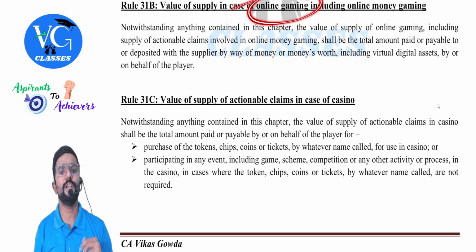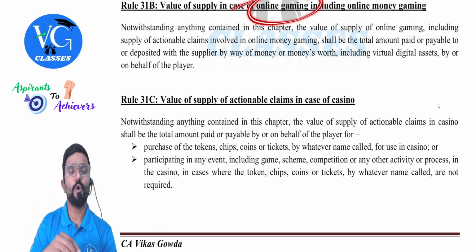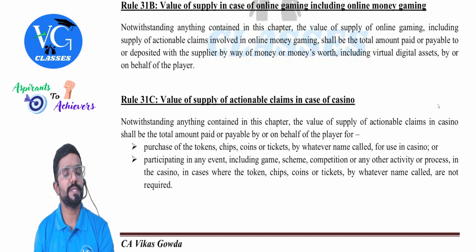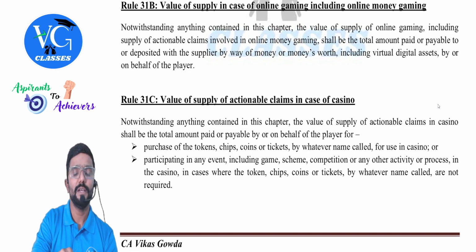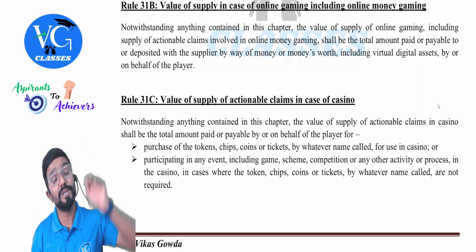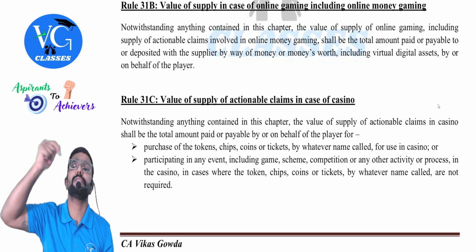In that case, what is the value of supply? Notwithstanding anything contained in this chapter, the value of supply of online gaming, including supply of actionable claim involved in online money gaming, shall be the total amount paid or payable to or deposited with the supplier by way of money or money's worth, including virtual digital asset, by or on behalf of the player. Guys, whenever you are playing any game on the mobile and if you are betting the money, whatever amount you deposit into that account, that amount is considered to be the value of supply for the supplier.